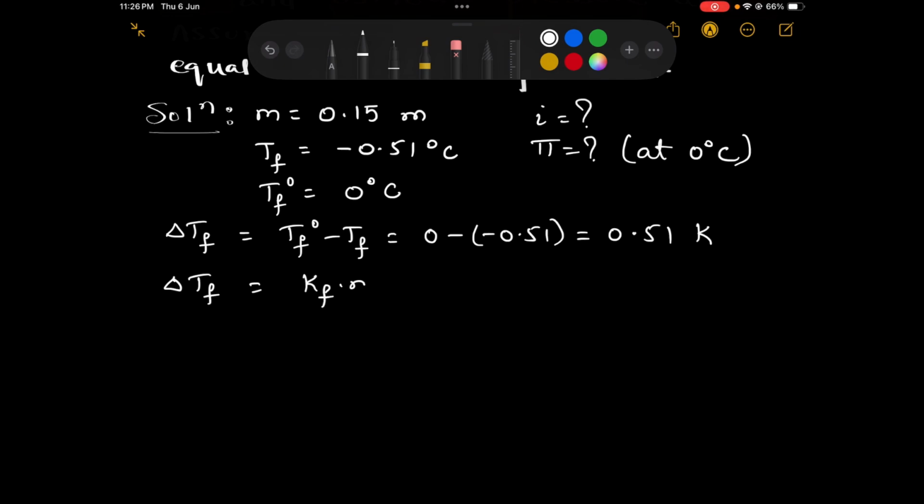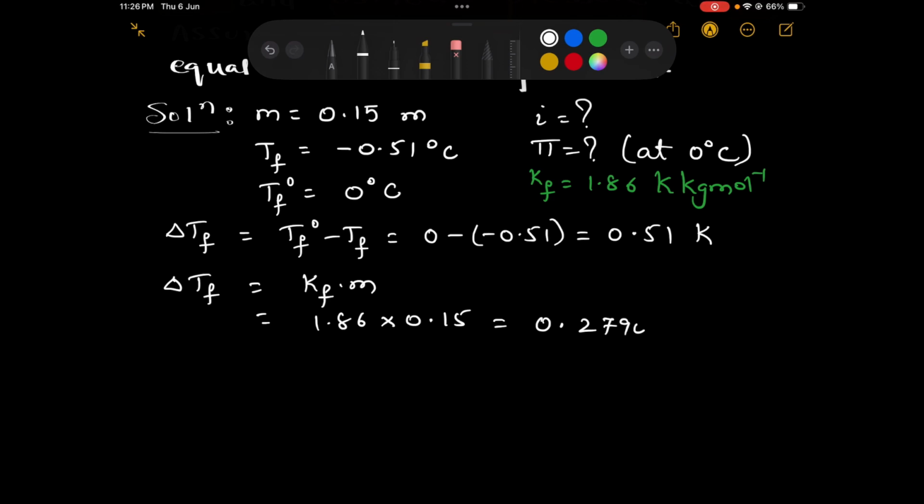The next thing we are going to do is find out delta Tf again by using another formula, Kf into m. Kf stands for cryoscopic constant and for water the value is 1.86 Kelvin kg mole inverse. So Kf, that is 1.86, multiplied by molality, which is given 0.15. Here we can multiply it directly and we get the value as 0.2790 and the units can be Kelvin.